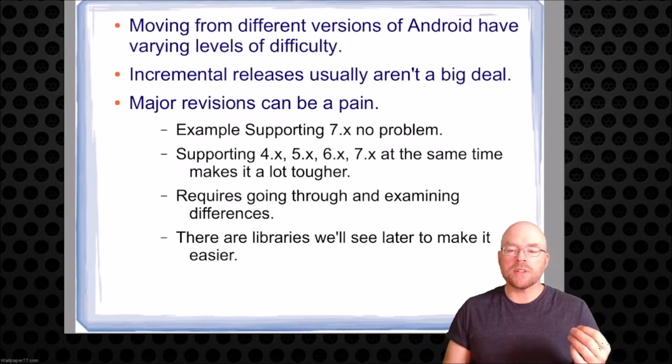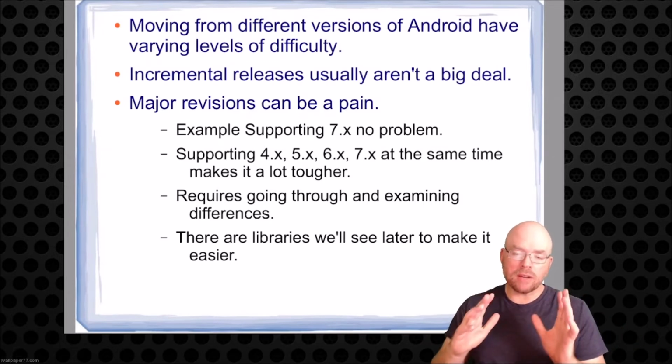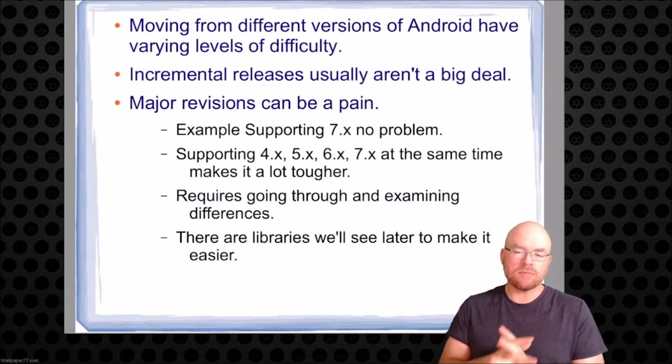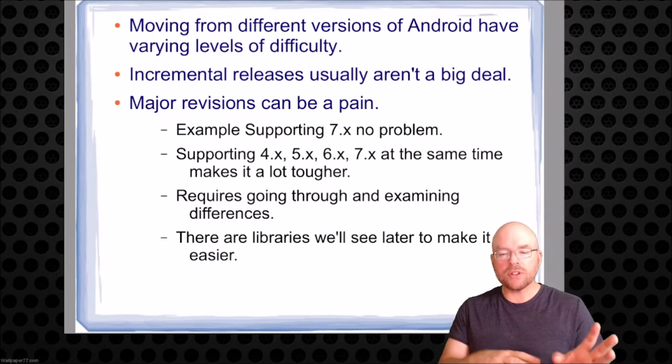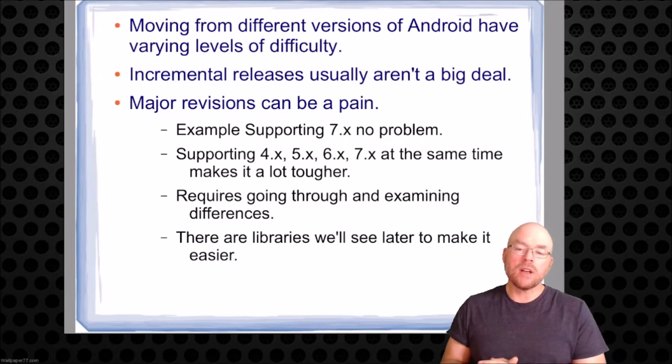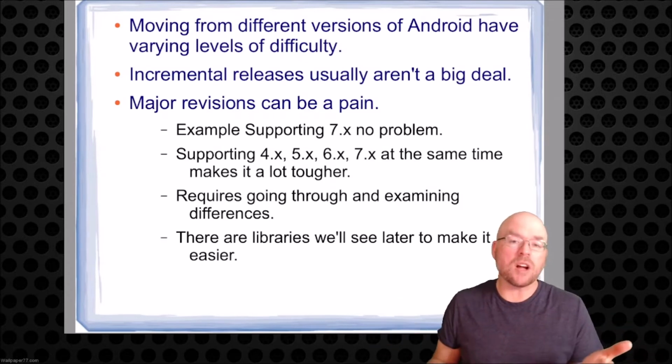So going from, say, 4 to 5 to 6 to 7. If your app is only going to run on Android 7.x, you can work with that. Going from 7.0 to 7.1, not a big deal. But if you're trying to support major releases all at once, Android 4, 5, 6, and 7, say, all at the same time, 8, 9, 10, 12, obviously that gets more complex.